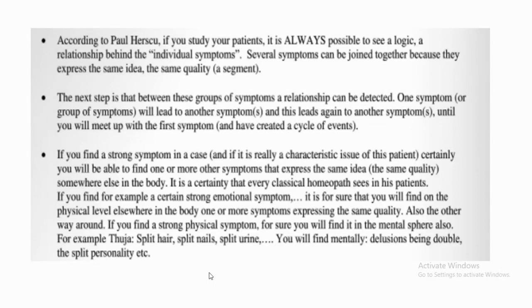So if you dig deeper into Thuja's mentals, you would be able to see that there is some split personality in the mental picture of Thuja. On one hand, he wants to show the world that he's very confident, very strong. On the other side, he's very weak. So there is duality in his personality as well. You'll get that duality on the physical level as well. So this duality, or splitting, is the quality of Thuja.